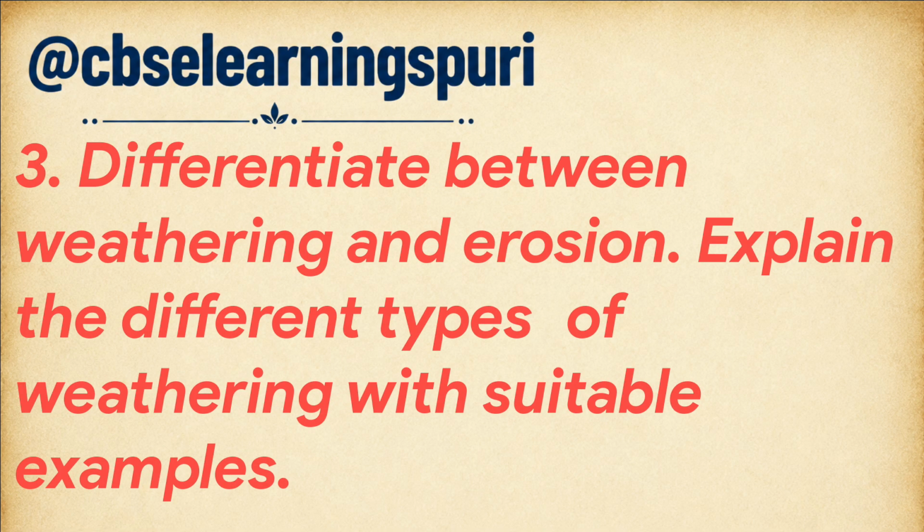Differentiate between weathering and erosion. Explain the different types of weathering with suitable examples. Both weathering and erosion are natural processes that shape the Earth's surface, but they work in different ways. The difference between weathering and erosion.